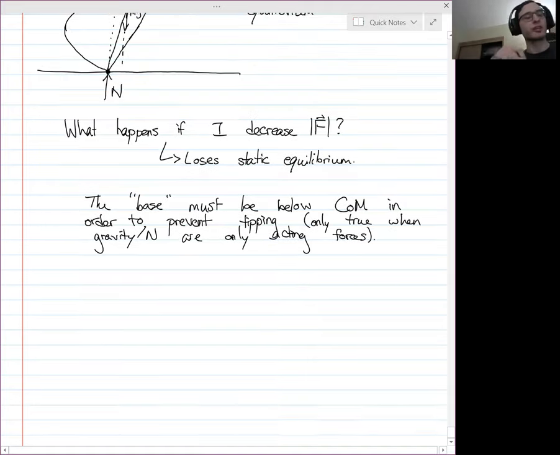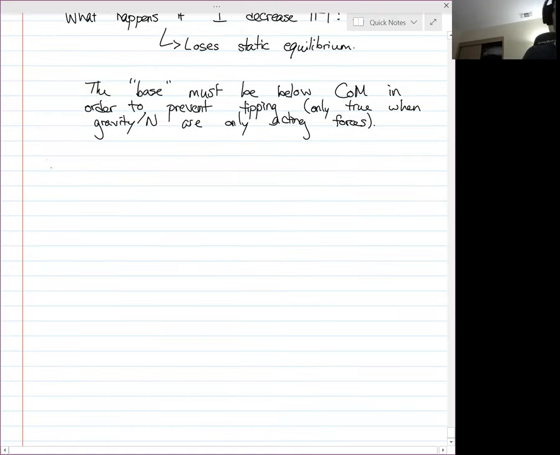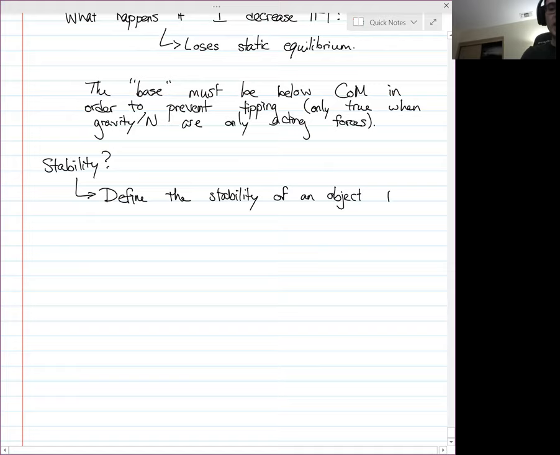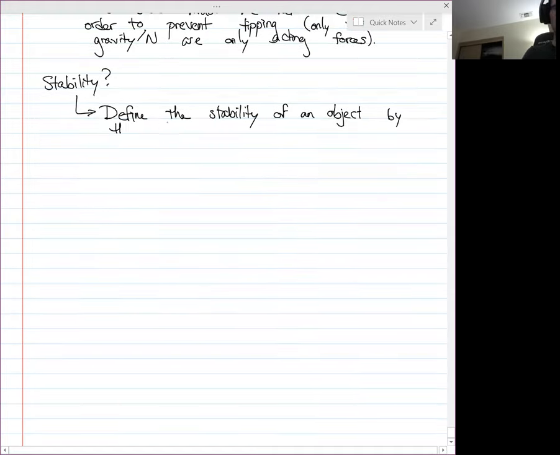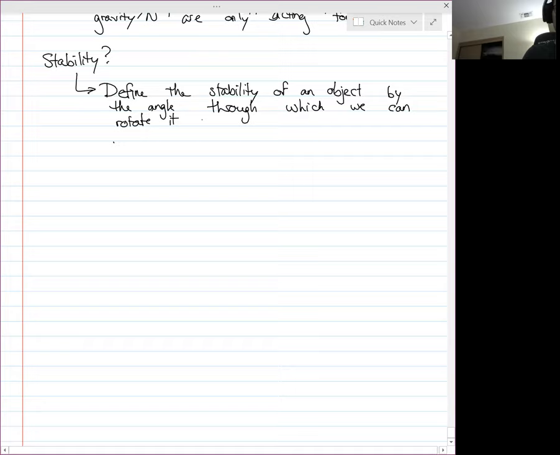Okay, so what about stability? How do we know if an equilibrium, a static equilibrium condition, is stable? Well, your intuition is probably pretty good here. We define the stability of an object or a configuration by the angle through which we can rotate it such that it returns to its original position if let go. And I'll draw a picture here in a minute.